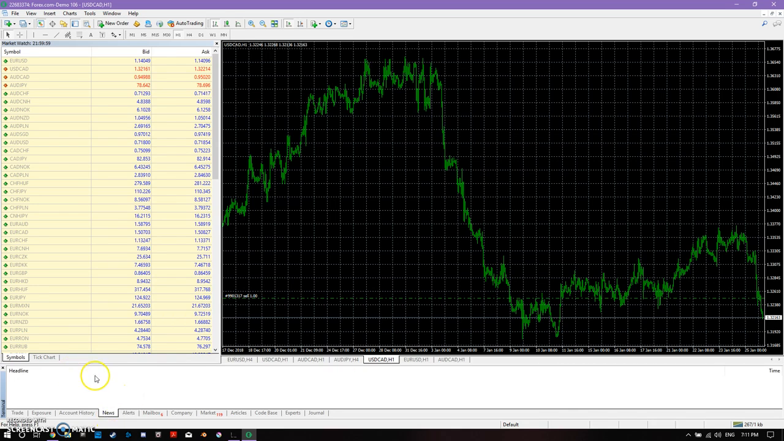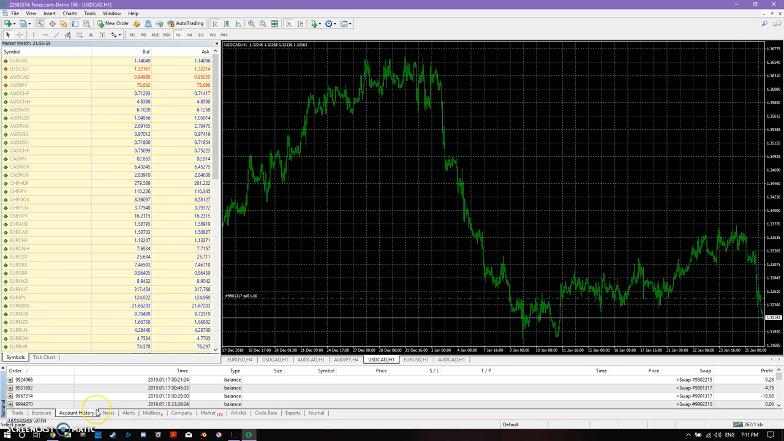The news will tell you what's going on within the market. It will tell you all different kinds of trends, whether it's on the bull trend or on the bear trend. For the account history, it's basically statements of what your account's been doing for a given amount of time, along with the order that you have placed, the time that the order was placed, and the profit of what you gained and what you lost.